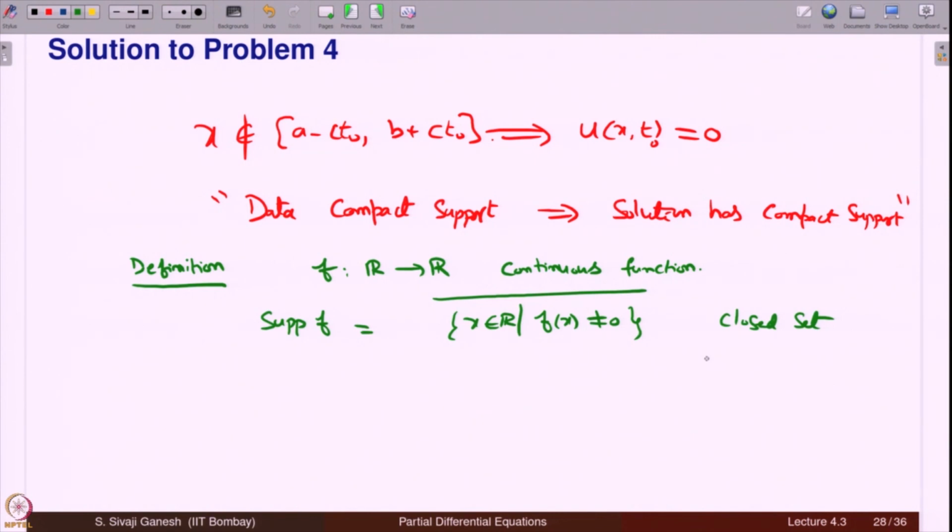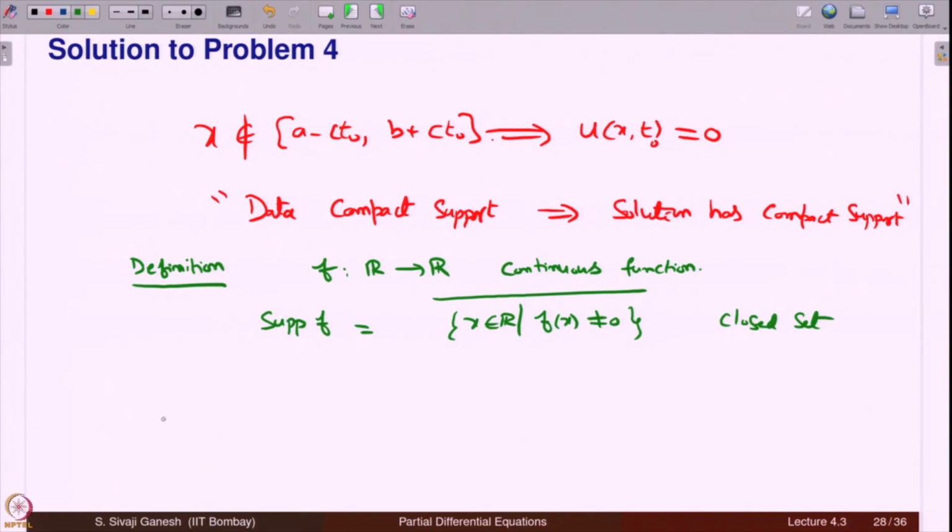We know in R compact sets are closed and bounded sets. Therefore, if the support is bounded, then definitely it is compact. Therefore, if the function is 0 outside a bounded set, then the support is always a compact support.